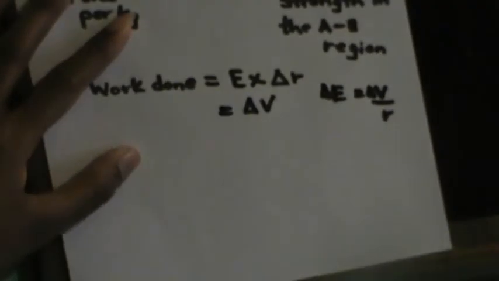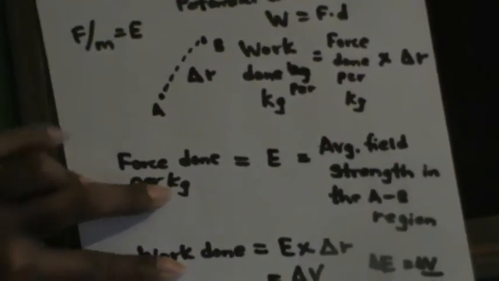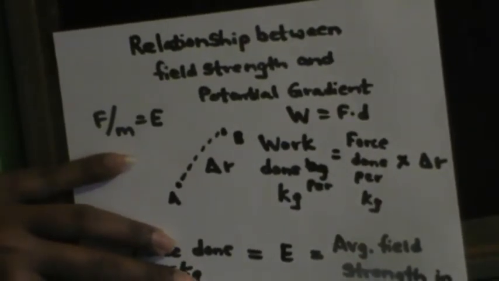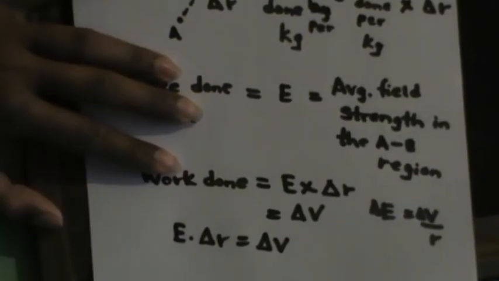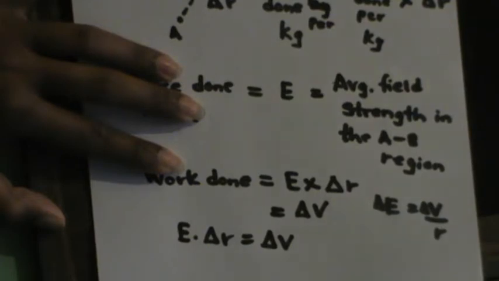So it's very simple now. E times delta R is equal to delta V, so the work done per kilogram is delta V. What we are actually doing is drawing a relationship between the field strength and the potential gradient. The field strength is E, and the potential gradient is the potential divided by the distance. The potential is delta V and the distance is delta R, so the potential gradient is delta V by delta R.